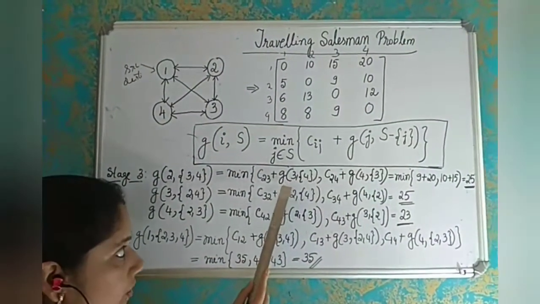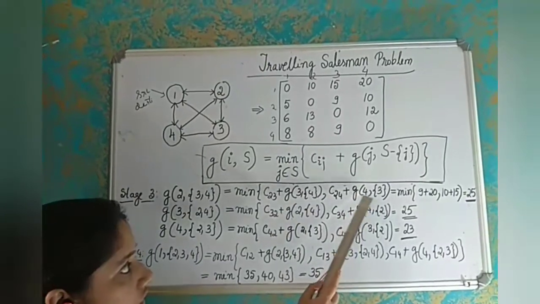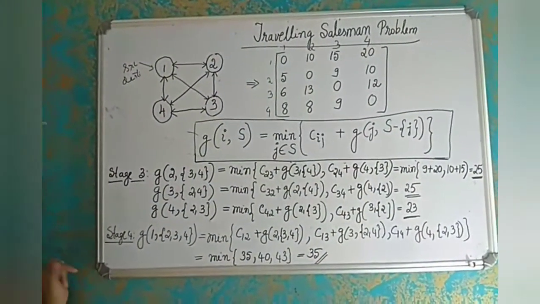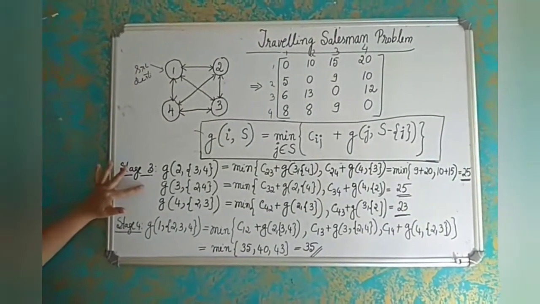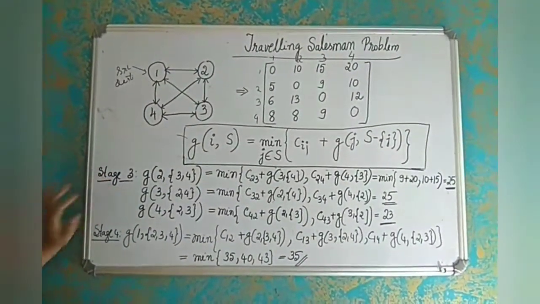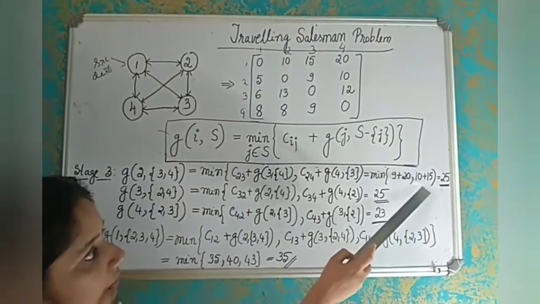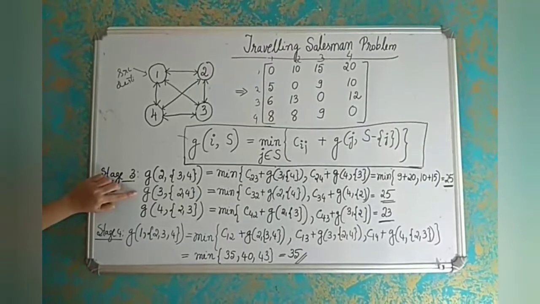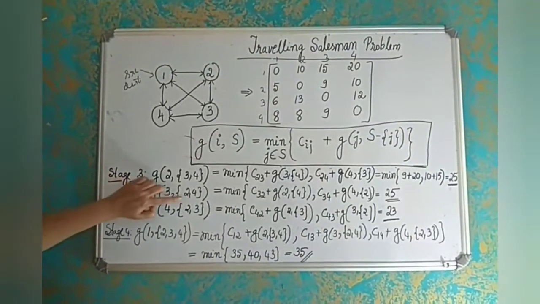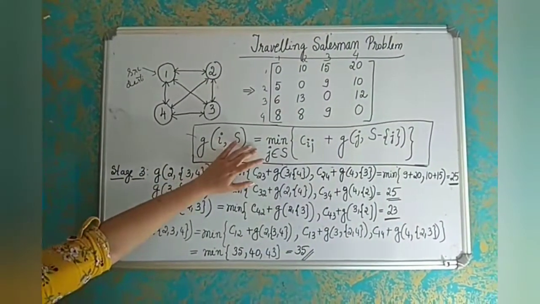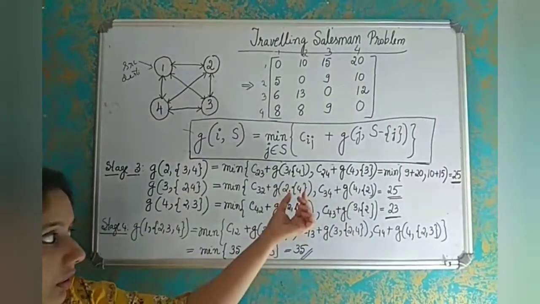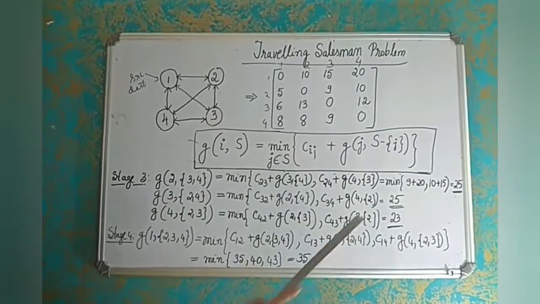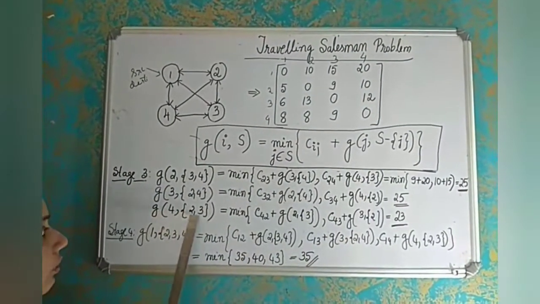So this value g of 3, {4}, g of 4, {3}, we have already calculated in stage 2. I am going to directly substitute those values. So that will become minimum of 9 plus 20, 10 plus 15, that is equal to 25. Similarly, we calculate g of 3, {2, 4}. So apply the formula and calculate the value. For this, you are making use of the stage 2 values. You will get 25. Next, g of 4, {2, 3}.